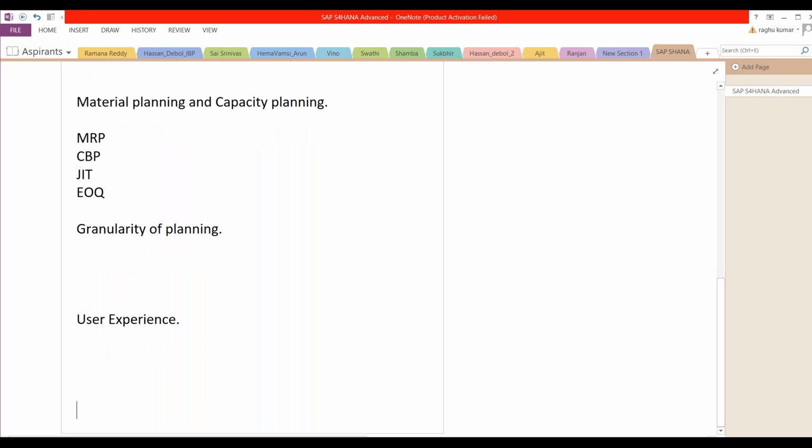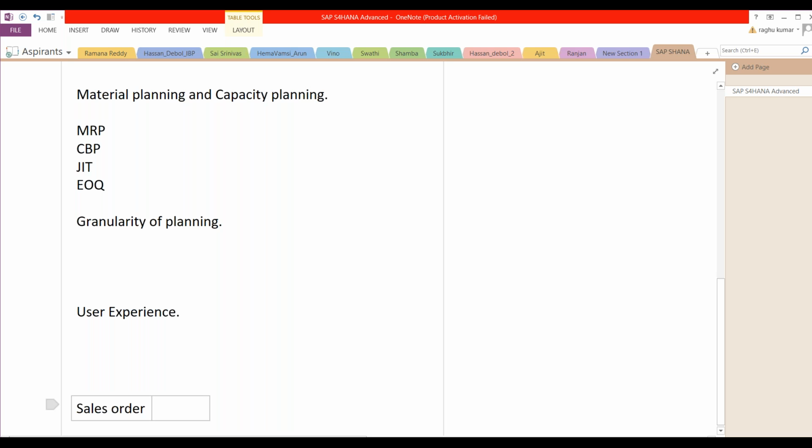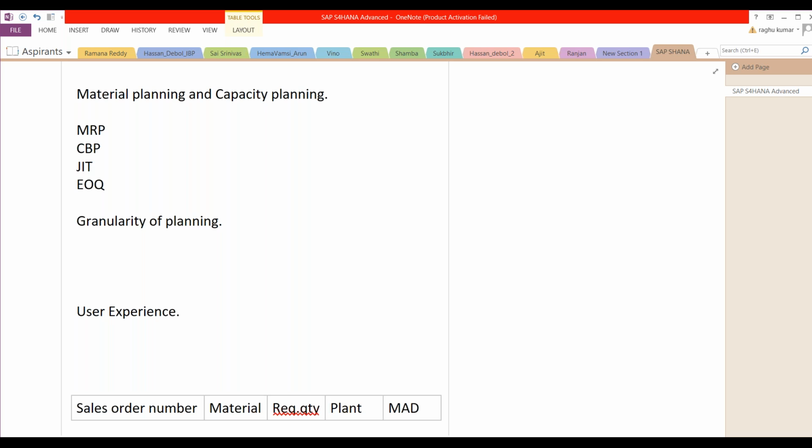I'll take the same typical example of a sales order. So I have a sales order, with some requested material. The sales order has a sales order number, material, requested quantity, planned, MAD. I as a sales representative am very much interested to know about this MAD. Why am I punching this order? To get this MAD. You agree?